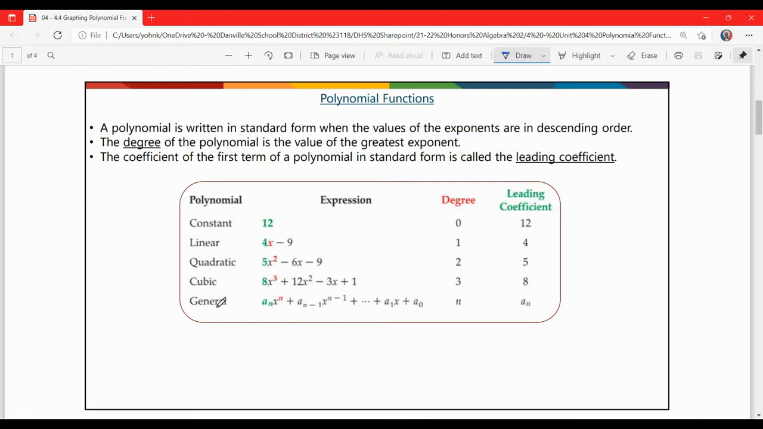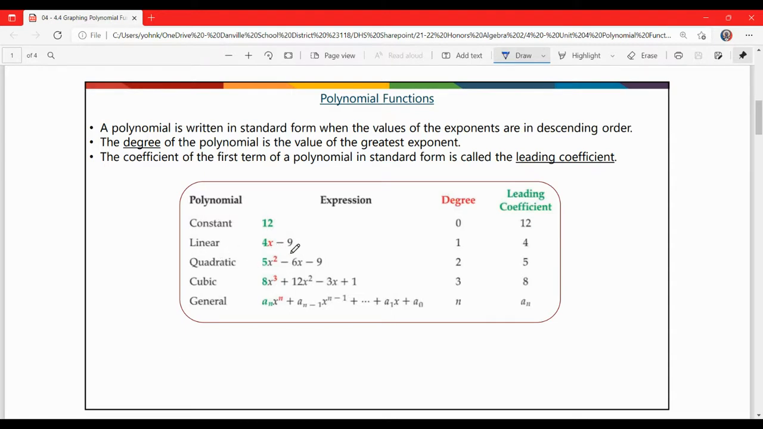So for instance, here are several different polynomials. The first one is a constant. An example is the number 12. It has a degree of 0 because it has no variable, and therefore it is the leading coefficient. If you have a linear polynomial that's in y equals mx plus b form, you can see an example of 4x minus 9. The highest exponent is a 1, that's why the degree is 1, and the 4 is the leading coefficient. A quadratic would have a degree of 2.